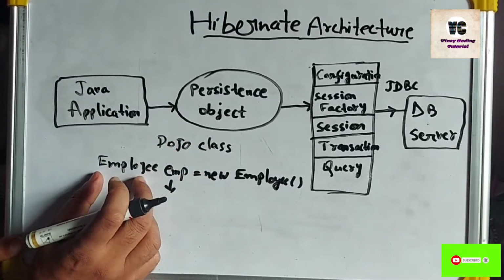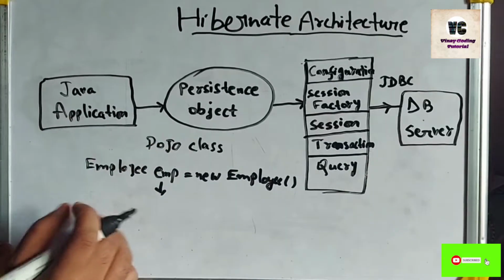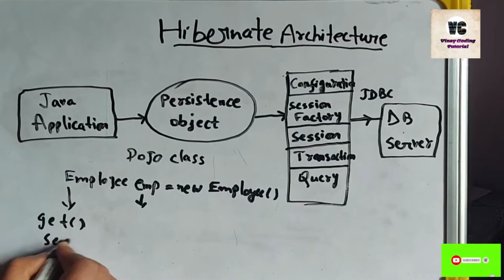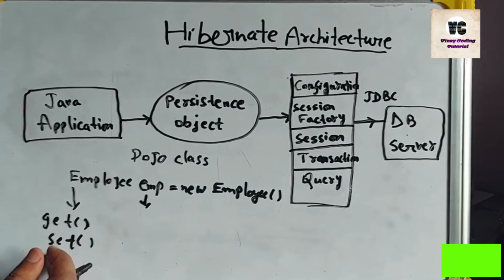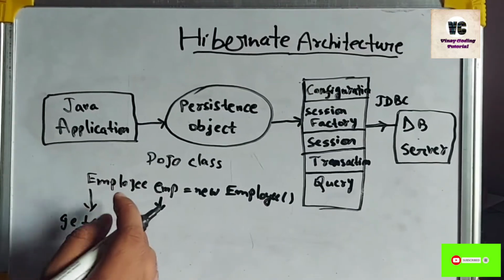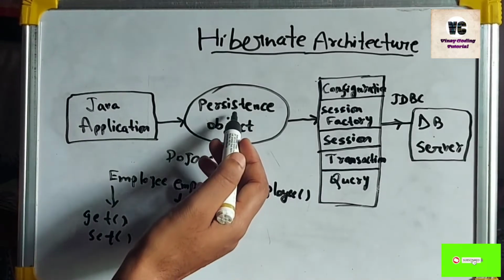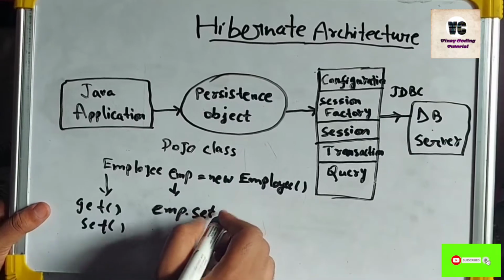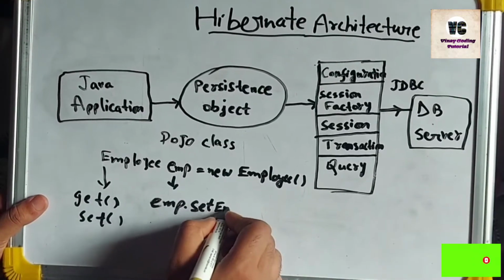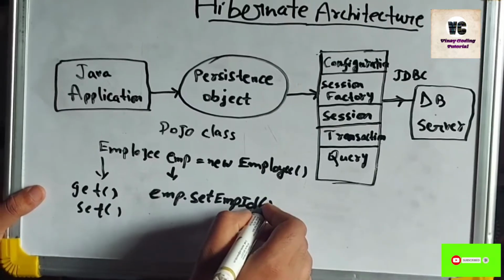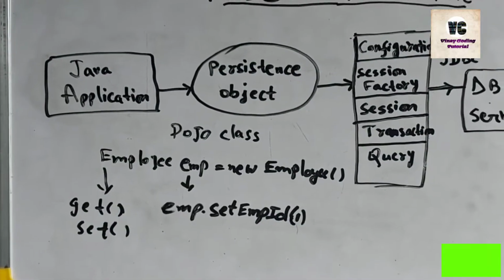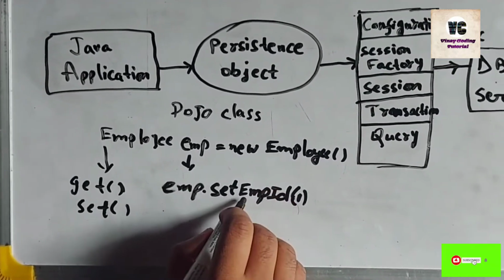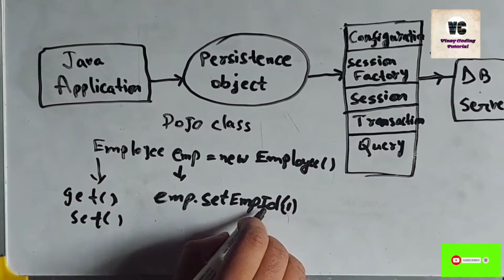So a plain old Java object, when we create the instance of this POJO class, we say that it is in the transient state. Okay, and in this Employee class you will have to create the getter and setter methods for the fields. Let's suppose there is a field as employee ID, empId, and for that field if you call the setter method emp.setEmpId, because empId is the field, you are setting 1 as the empId. For example, when we call the set method from this Employee object, now we can say that this is the transient state.